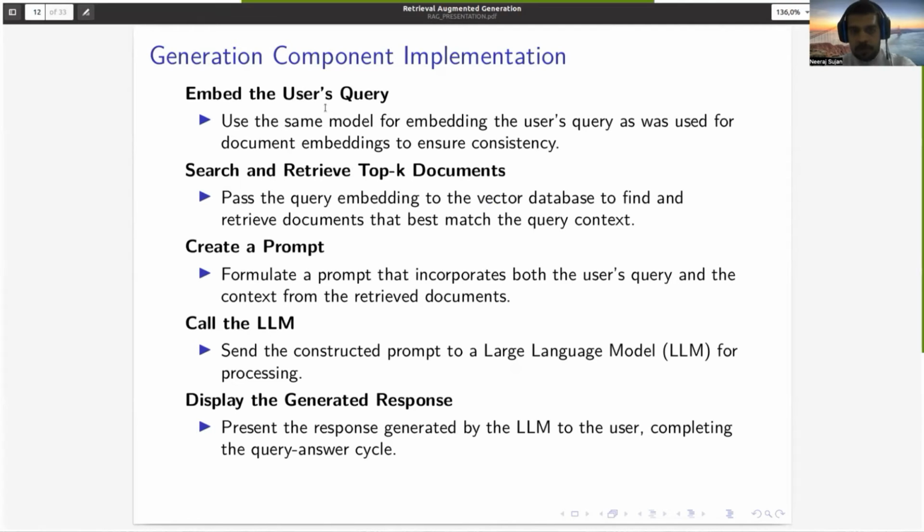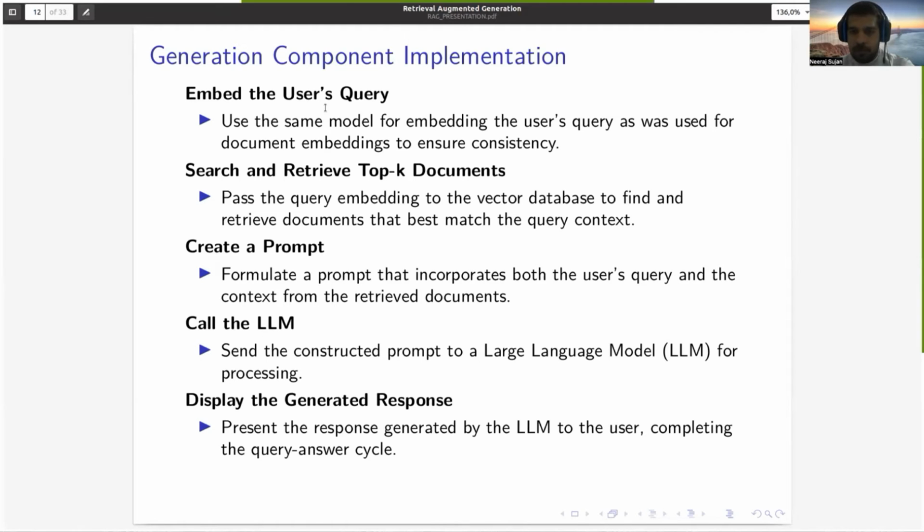Now the next part is the generator. Once you have the retrieved documents, you're going to send the prompt plus the context to the generator, or to the LLM. So you embed the user's query. You convert the query into an embedding, and that embedding plus the context that's retrieved from the vector database will be part of the prompt. You pass the query embeddings to the vector database to find and retrieve documents that best match the query context.